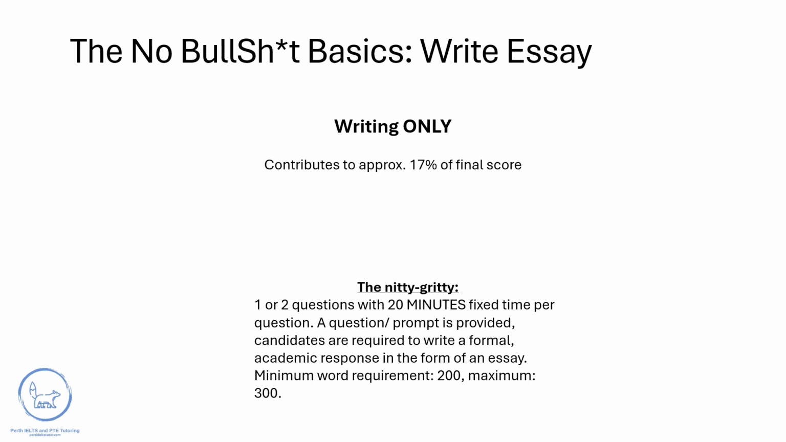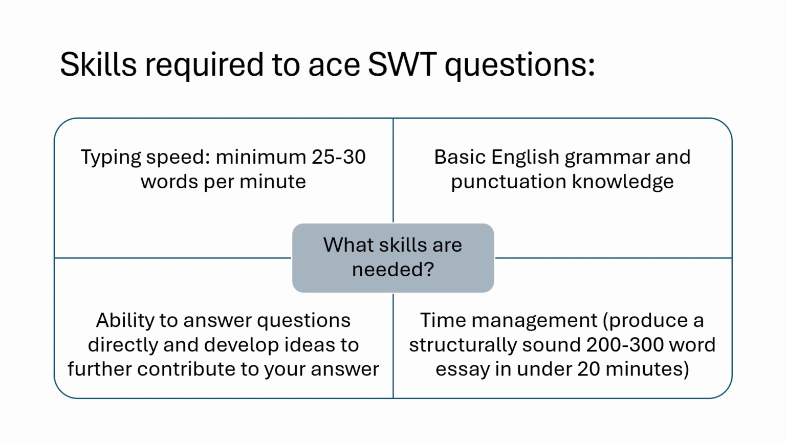Remember the rules. If it is less than 120, you get 0 for format. If it's more than 350 or 380, you get 0 for format. All right, moving on. So what kind of skills do you need to ace the essay writing question?